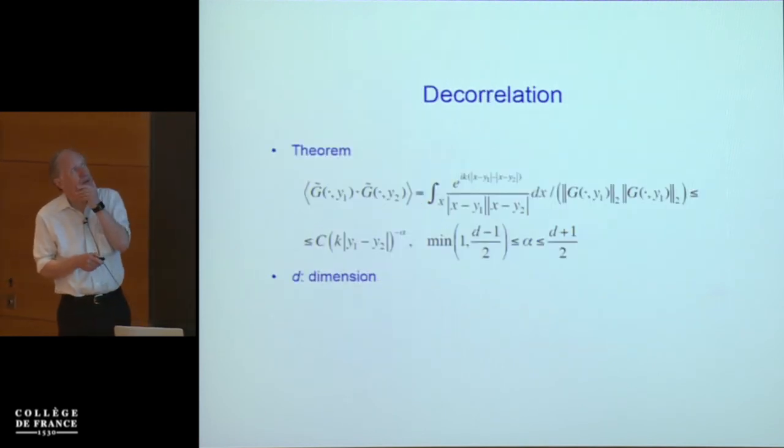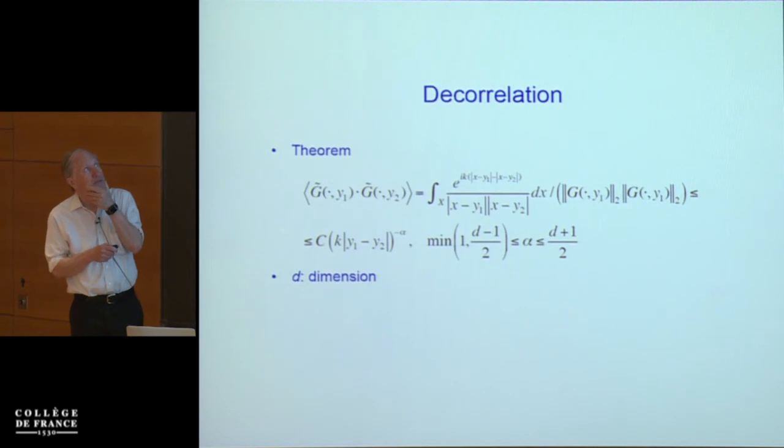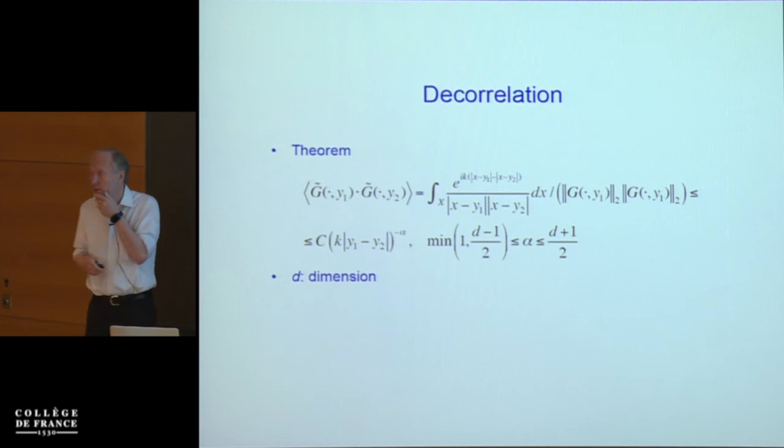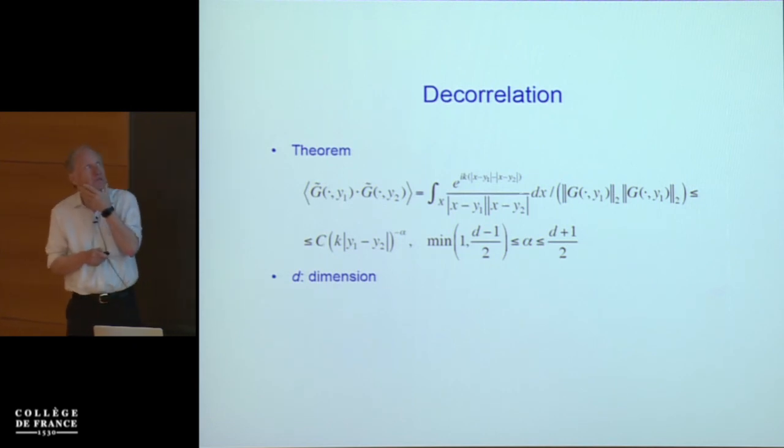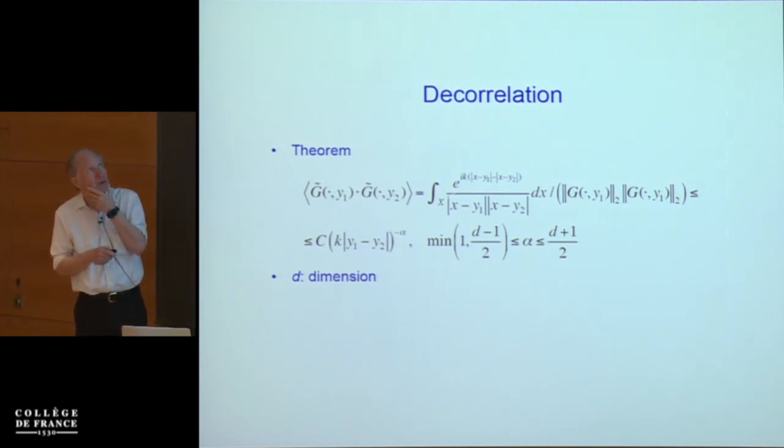So then you can get a theorem out of that, where you can see that this product, and the tildes here mean normalized Green's function. So this would be the expression. Here you have the 3D Green's function, and here you have the normalization. That you can actually bound this.